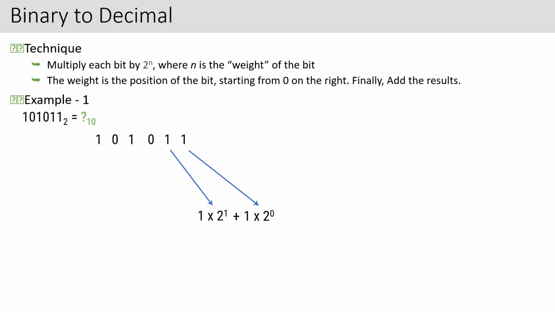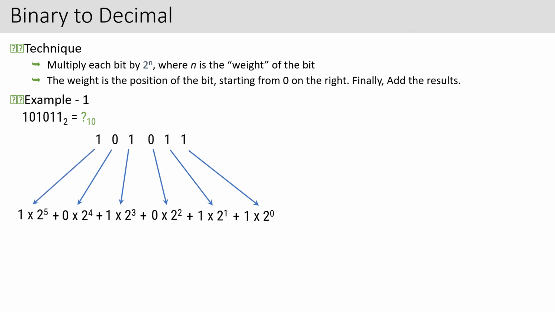Then 1 into 2 to the power 1, 0 into 2 to the power 2, 1 into 2 to the power 3, 0 into 2 to the power 4 and 1 into 2 to the power 5. So what did I say? It consists of how many bits? It is a 6-bit number.